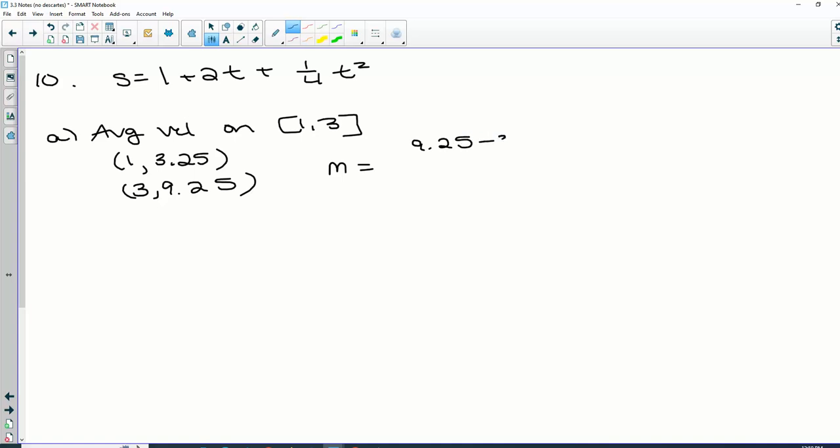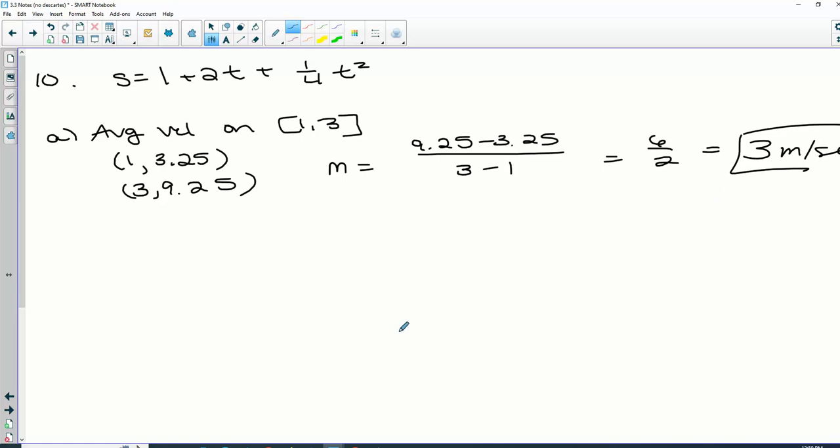So y2 minus y1 over x2 minus x1. So we get 6/2, which is 3. So average velocity, it is velocity, so meters per second, because it told us it was displacement in meters, where t is in seconds.